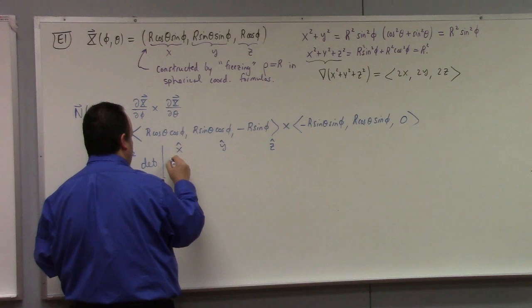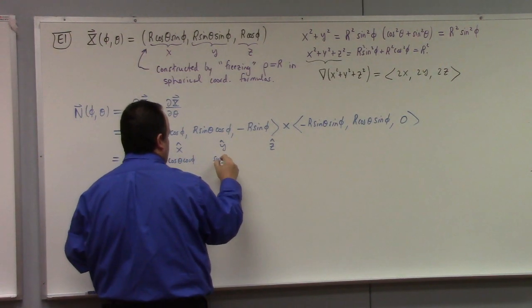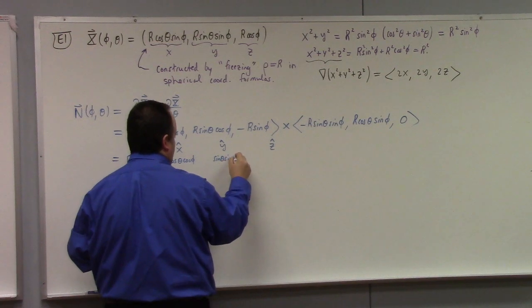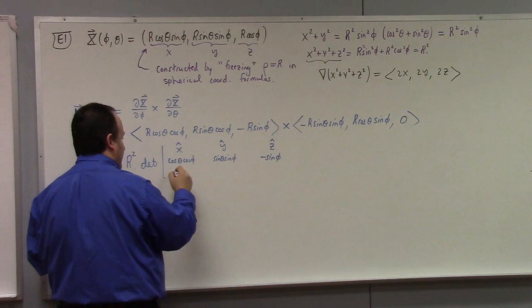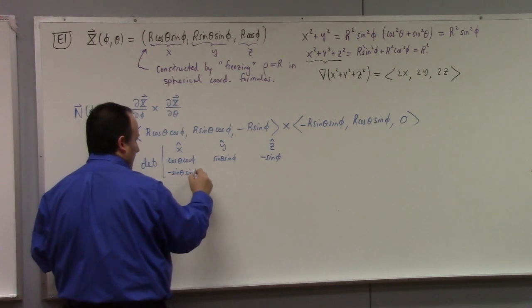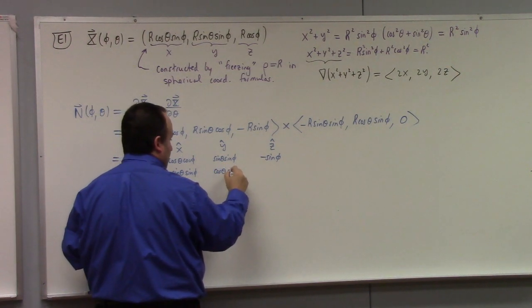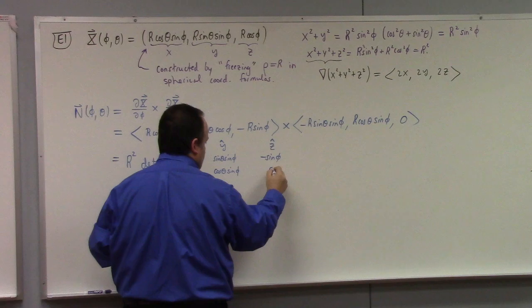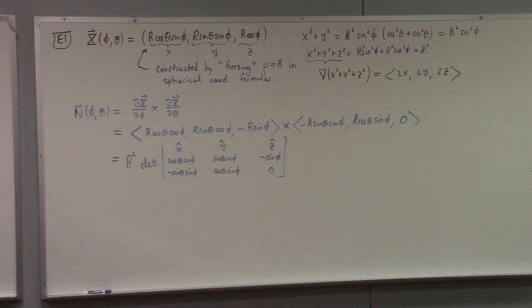So we've got ourselves cosine theta cosine phi, sine theta sine phi, minus sine phi. And we've got ourselves minus sine theta sine phi, cosine theta sine phi, and finally, as my favorite, 0. There we go.